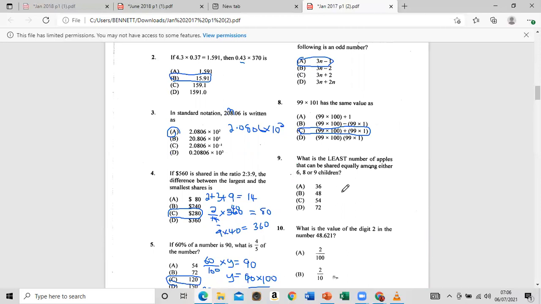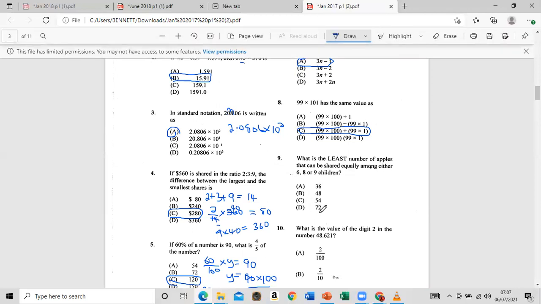Are you ready? What is the least number of apples that can be shared equally among 6, 8, or 9 children? We have to find the least number that all 3 can go into. So we can eliminate 36 because something can't go in. We can eliminate 48 because 9 can't go into 48. Let's see, 54. 6 cannot go into 54 without a remainder. Yeah, that's 9 times. Let's see, 8 into 54. No, we can't. So that leaves us with the last one, which is 72. 6 can go into 72, 8, 9, 72. So there we go.